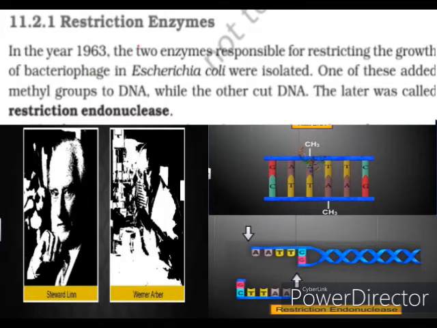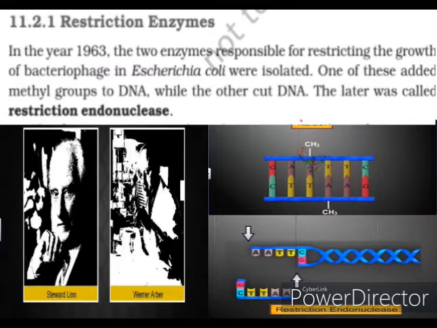The first tool is restriction enzymes. The isolation of restriction enzymes is a milestone in biotechnology, especially in genetic engineering. In the year 1963, the 2 scientists, Stuart Linn and Werner Arber, isolated 2 enzymes. These 2 enzymes are responsible for restricting, that means stopping, the growth of bacteriophage inside the bacteria. Why do these 2 enzymes stop the growth of bacteriophage in bacteria? Because the bacteriophage, a virus, enters inside the bacteria and kills it. In order to save itself, the bacteria synthesizes 2 enzymes.